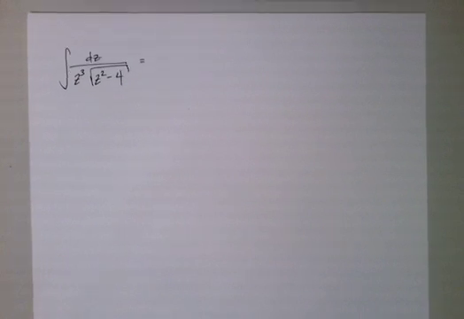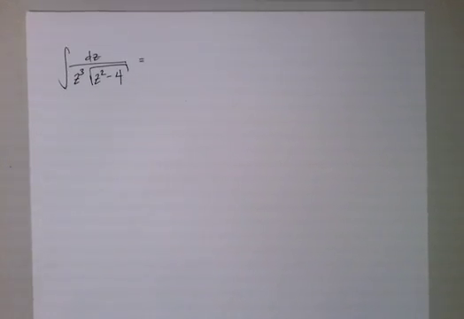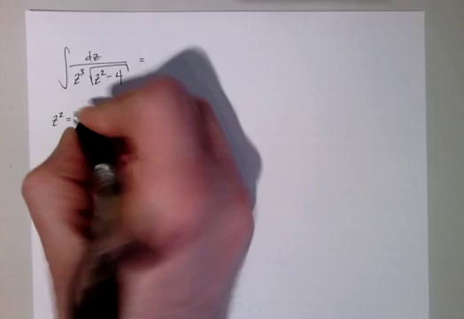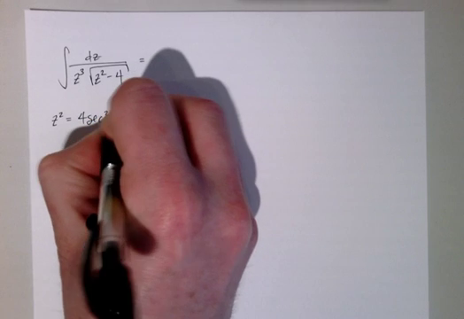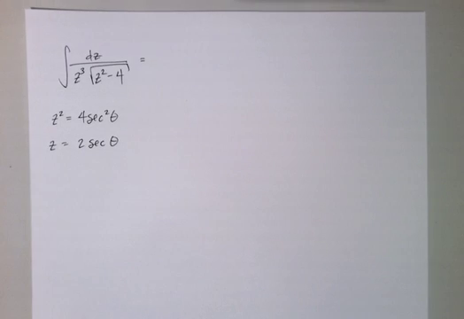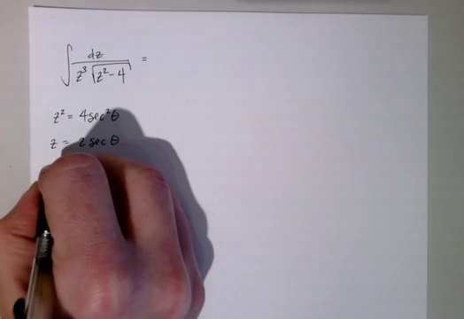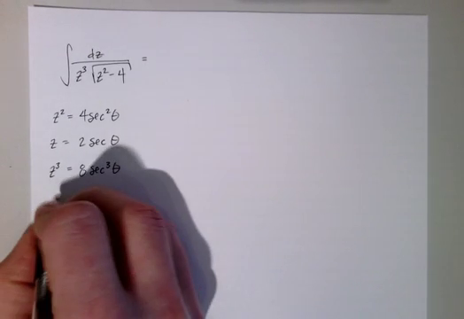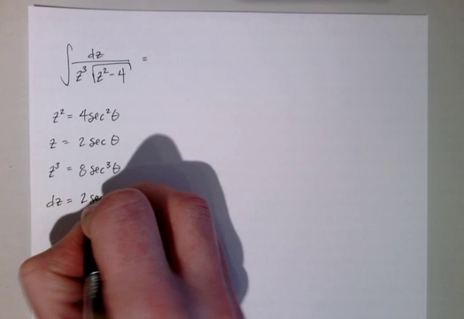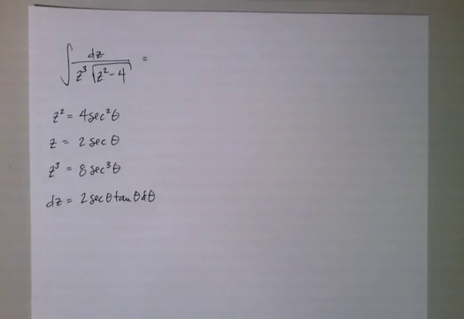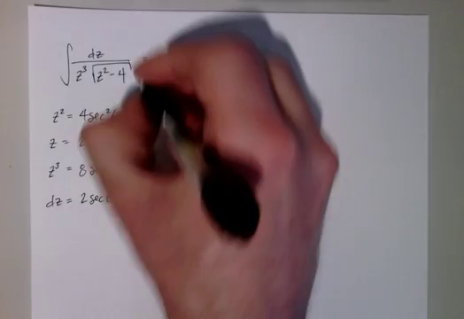Now, is this sine, is this tangent, or is this secant? Well, this is going to be secant, and I'm going to need z squared to be equal to 4 secant squared theta, so z is obviously 2 secant theta. All right. Well, that means that z cubed is 8 secant cubed theta. dz is equal to 2 secant theta tangent theta d theta. And I think that's actually all I need right now just to do my substitution. Of course, I'll need a little bit more here in just a second.